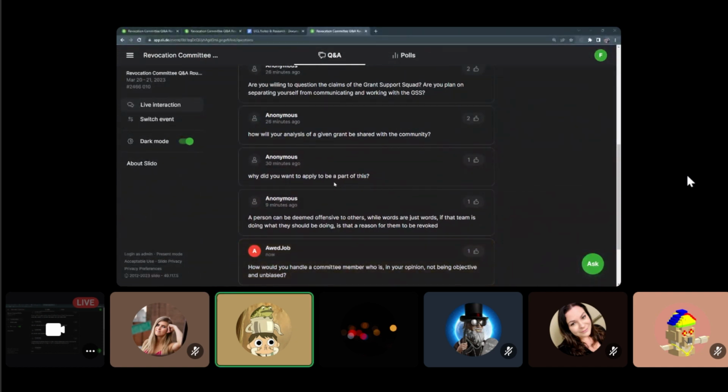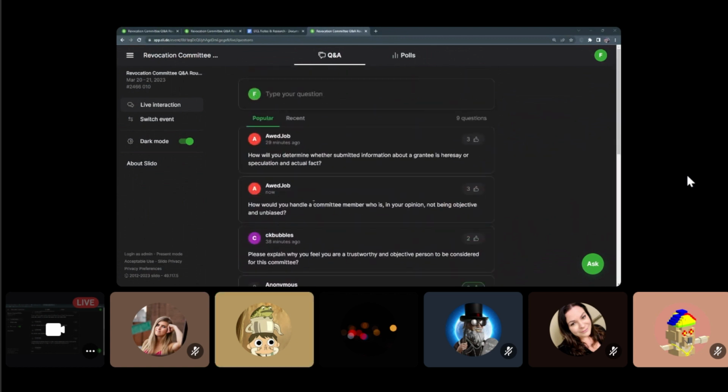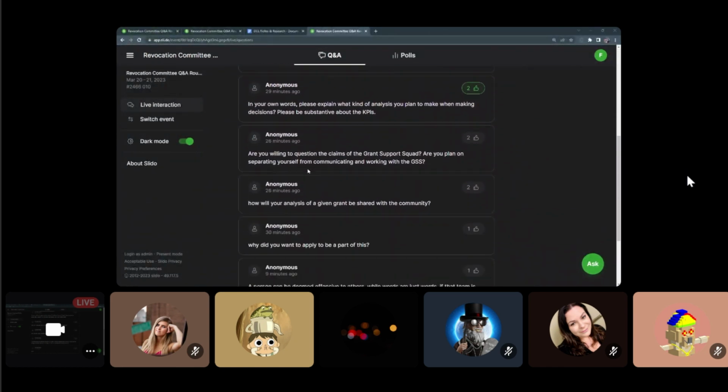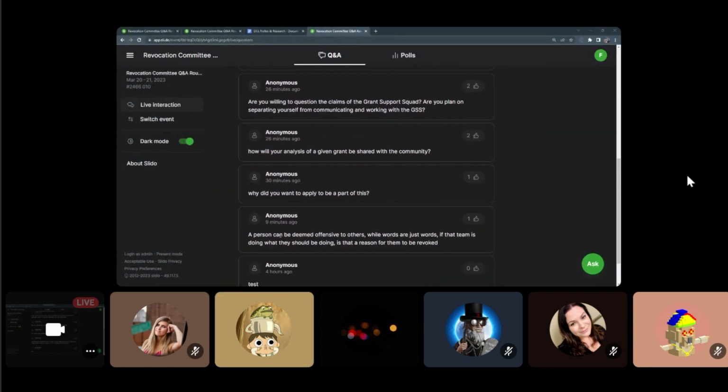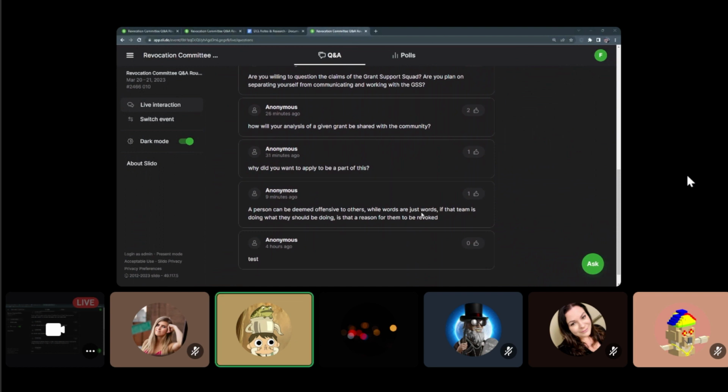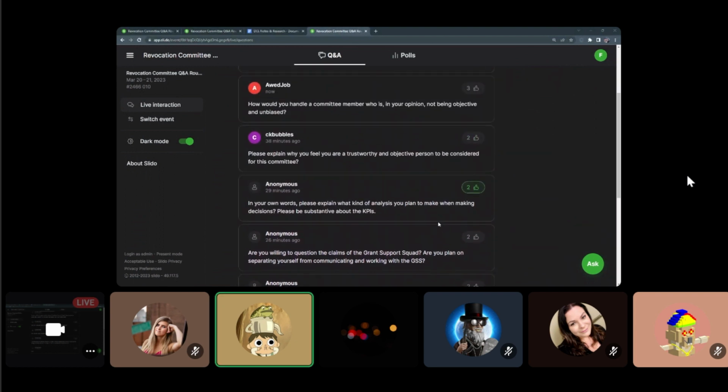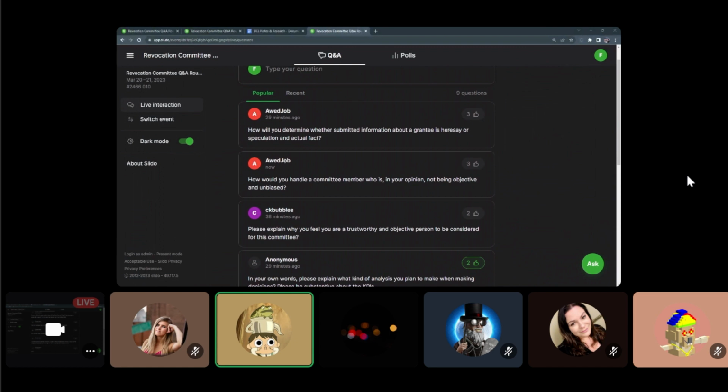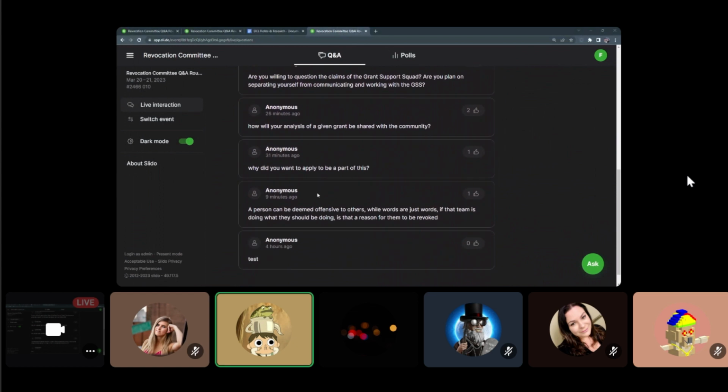Okay, so now we can go with the question that I made a couple of minutes ago. Here it is. Let's go with this one, and then we go with the last one, also posed by Ojob, that is gathering a lot of support. So let's go first with this one. A person can be deemed offensive to others, while words are just words. If that team is doing what they should be doing, is that a reason for them to be revoked?